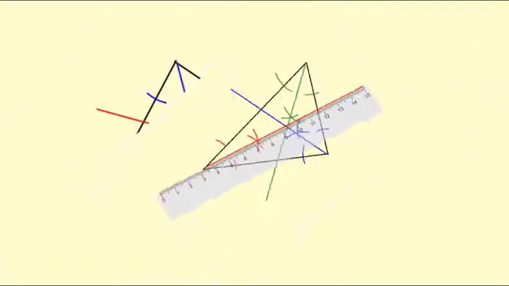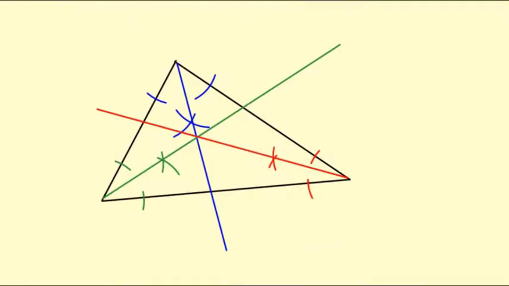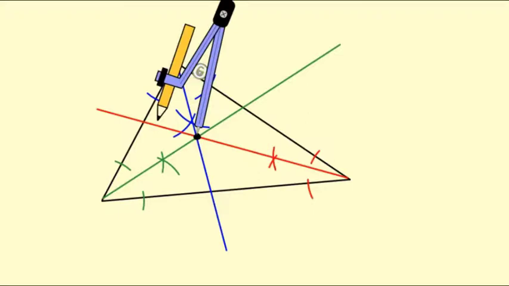I've constructed each of the angle bisectors in a different color so you could see the construction marks. And this point here is the incenter. Now the reason it's called the incenter is because it is the center of a circle that is inscribed in the triangle.